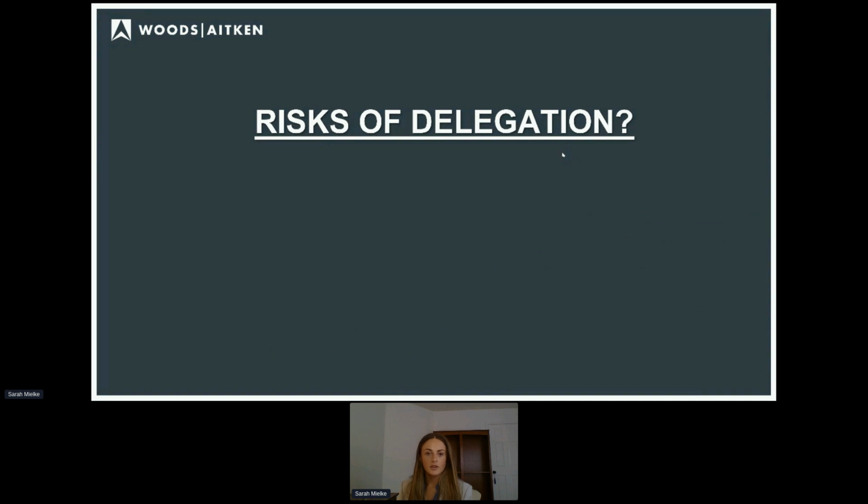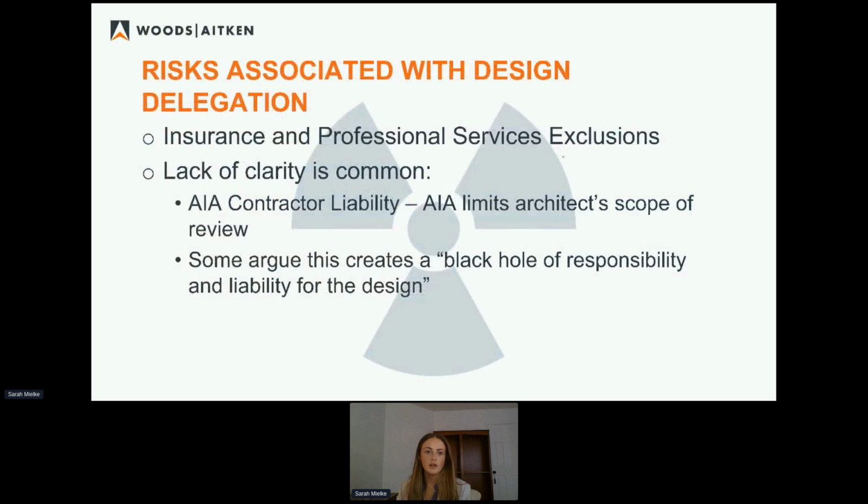So kind of along with those cons, the risks of design delegation. And we kind of just addressed these a little bit, but there are definitely more to talk about. One of them is insurance coverage and professional services exclusions. Again, if your scope isn't defined and some design gets delegated to you, there's a good chance you could end up performing what the state would consider to be professional services.